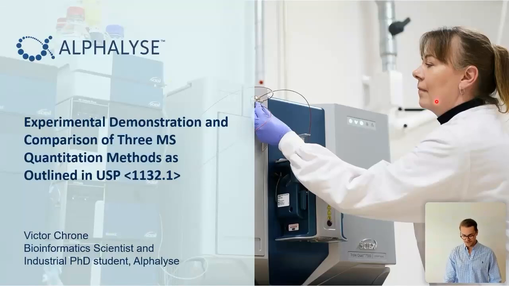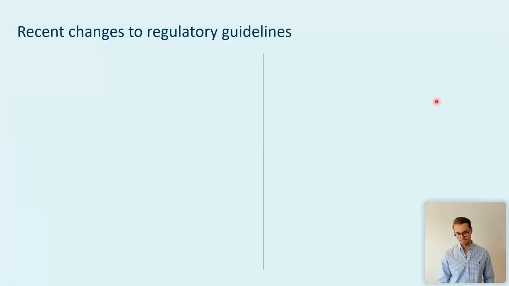Thank you, Ivan. My name is Victor. I'm a bioinformatics scientist and industrial PhD student at AlphaLyse, and over the last 1.5 years, we have been collaborating with USP to demonstrate the methods outlined in chapter 1132.1, and also to understand these methods and find their ideal use cases, but also understand their suitability for host cell protein analysis. That's what I'll be covering in the next half an hour.